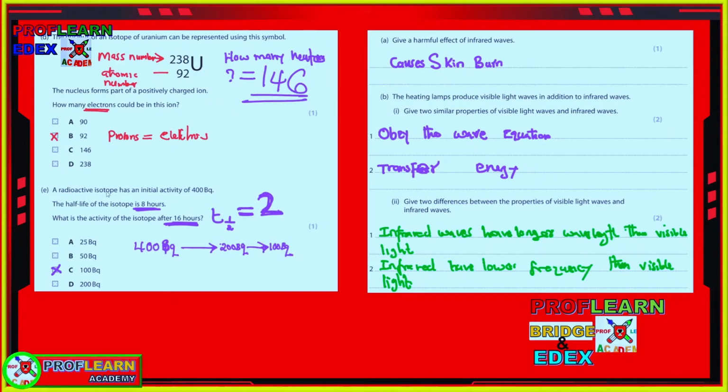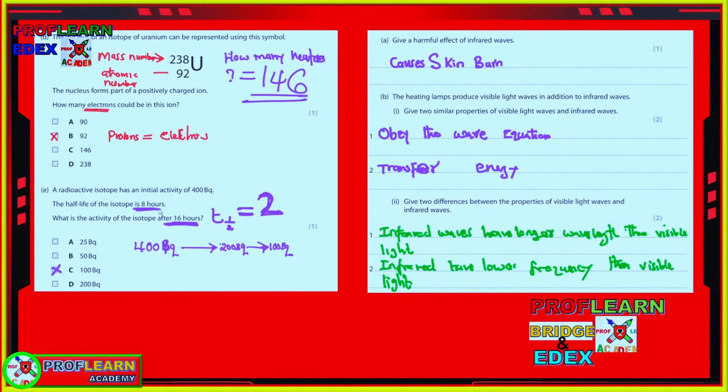Then now moving to the radioactive isotope, which has a radioactivity of 400 becquerel. If the half-life is 8 hours, and they ask you what's the half-life, what are you going to say? Just leave a comment down below. What's half-life? Remember, half-life is the time taken for the activity of a radioactive substance to decrease by a half, or the time taken for the mass of a radioactive substance to decrease by a half.